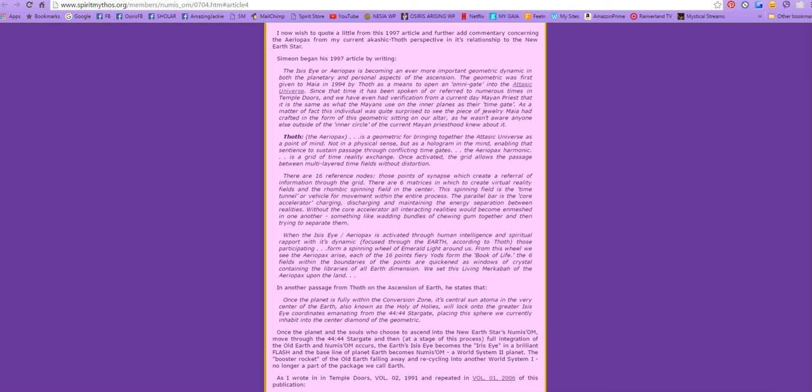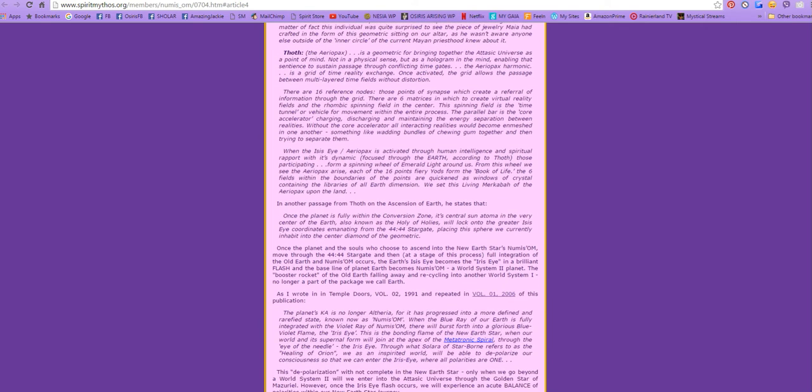Once the planet and the souls who choose to ascend into the new Earth star's Numis Ohm move through the 4444 Stargate, and then, at a stage of this process, full integration of the old Earth and Numis Ohm occurs. The Earth's Isis Eye becomes the Iris Eye in a brilliant flash, and the baseline of planet Earth becomes Numis Ohm, a World System 2 planet. The booster rocket of the old Earth falling away and recycling into another World System 1, no longer a part of the package we call Earth. It's pretty heavy duty, so I wanted to be able to read it correctly.